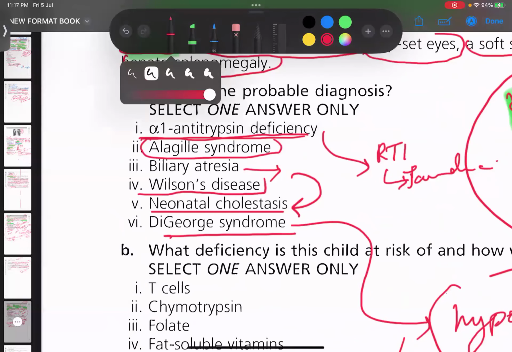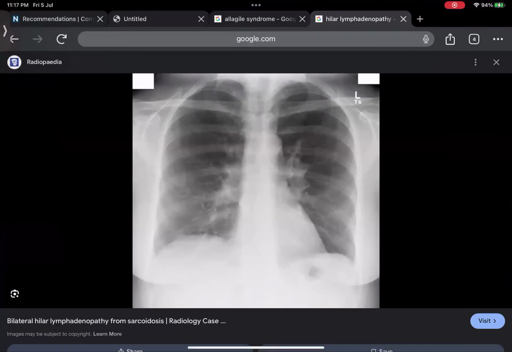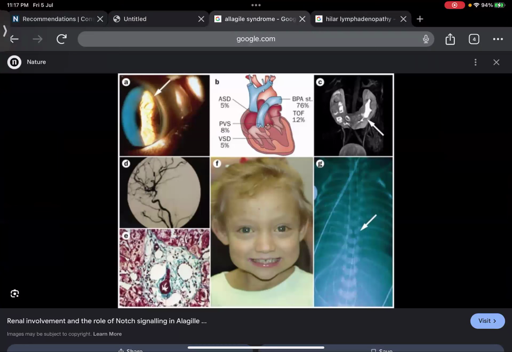Now let me show you a picture of Alagille syndrome. What can we see? Pointed chin. We can see jaundice in the sclera, and then deep set eyes. Yes, pointed chin is very prominent. What are the other findings they are showing us here?